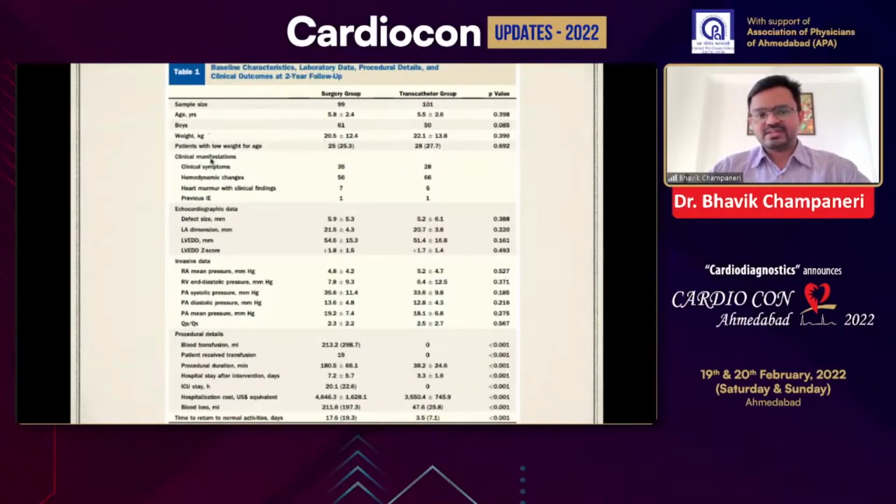So there was no discrepancy. Clinical manifestations were also more or less similar. Echocardiographic data and invasive data were also not significantly different. They were more or less similar. So they wanted to have two groups which were similar in all aspects.